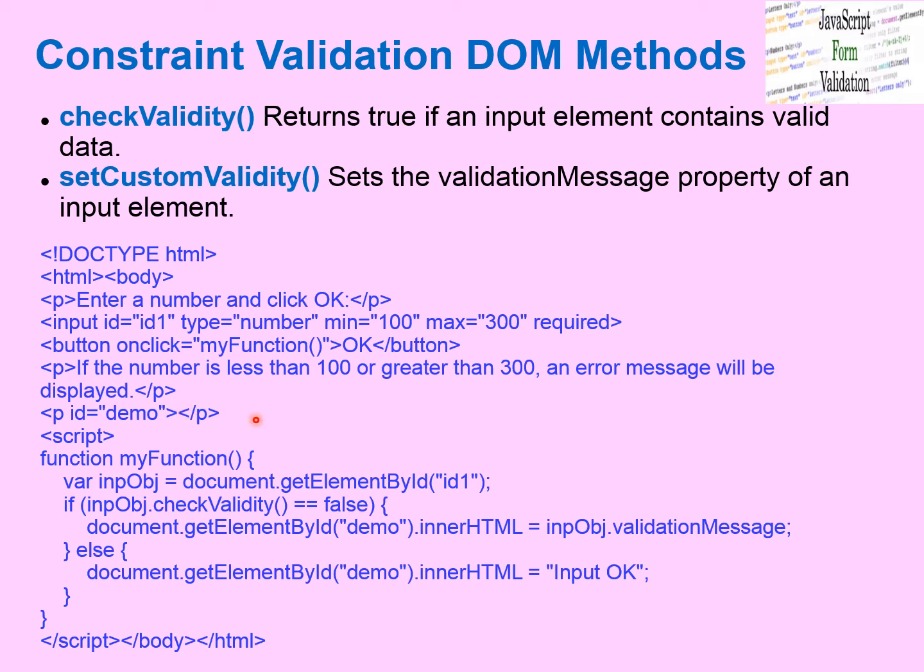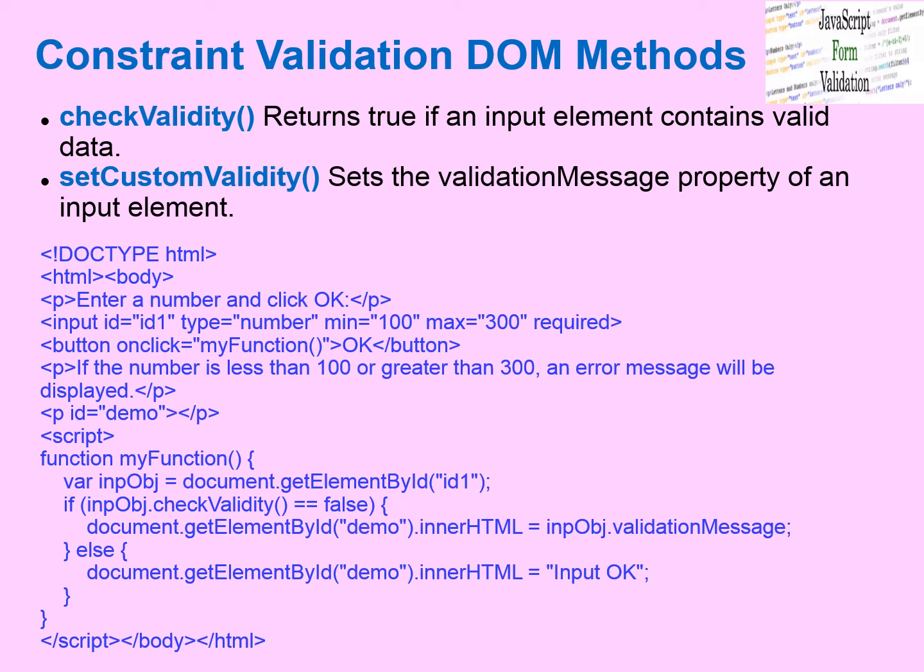Otherwise, the data will be retrieved and stored in the input object. If input object dot checkValidity is equal to false, that is, this condition is true, the corresponding statement is document.getElementById demo.innerHTML is equal to input object dot validationMessage. So a validation message will be generated by the browser itself, and that message will be kept in the demo ID, that is, this particular paragraph.